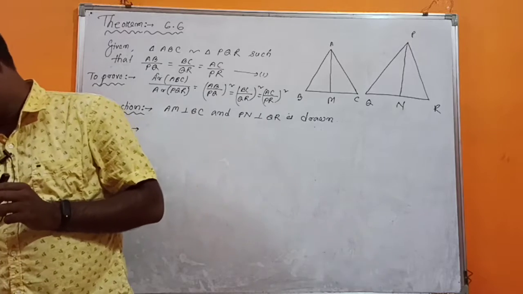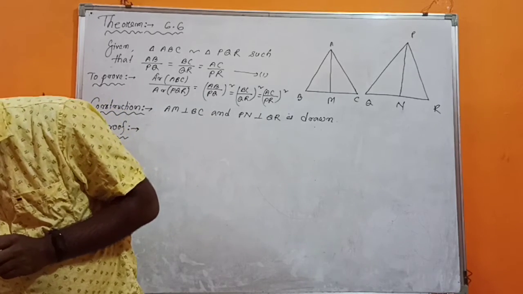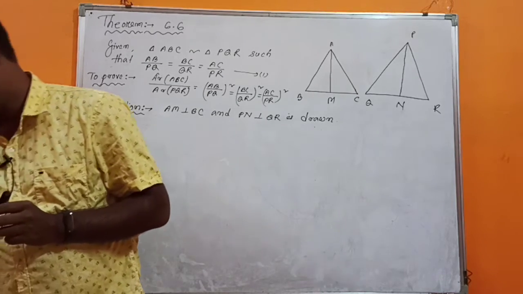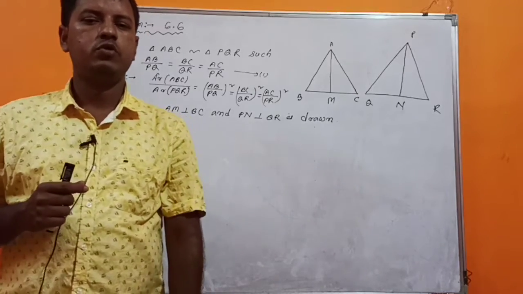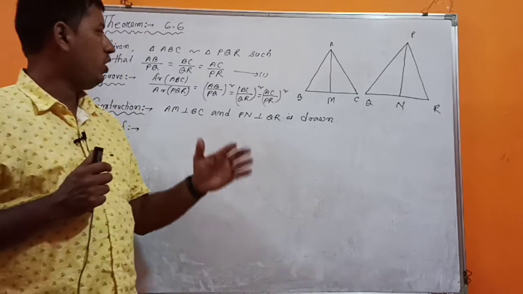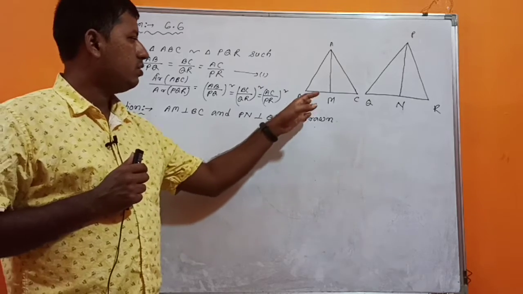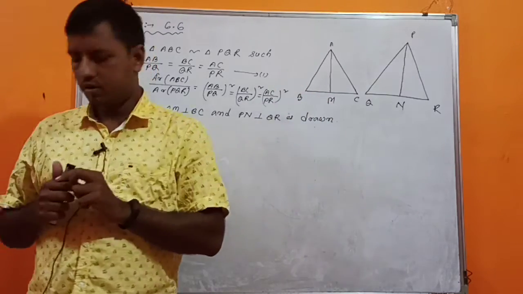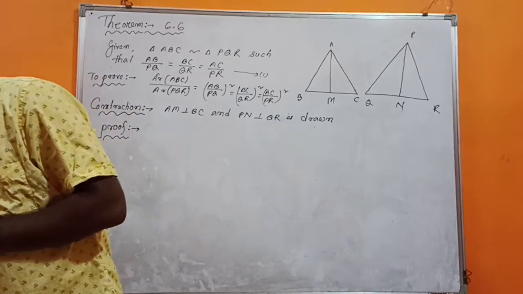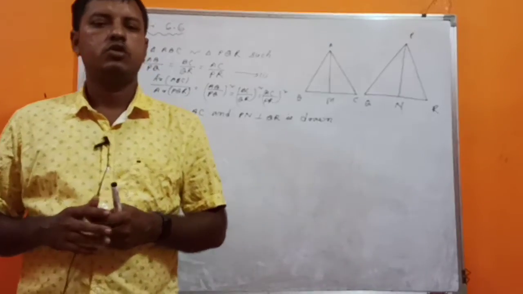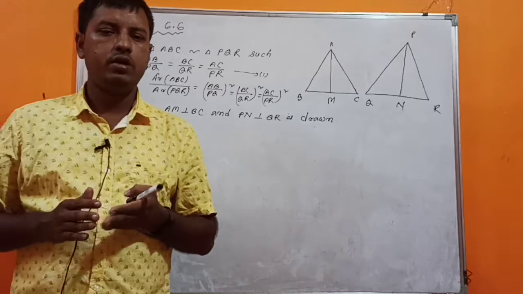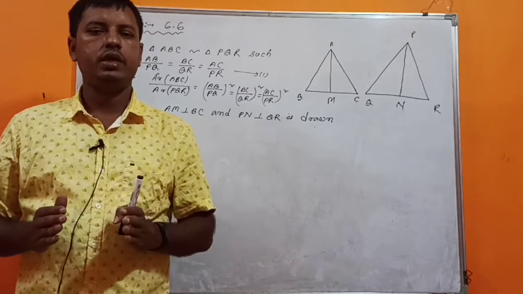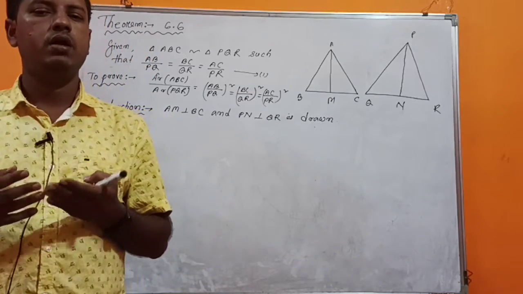In theorem 6.6 we have to prove that the ratio of the areas of two similar triangles is equal to the square of the ratio of their corresponding sides. So which theorem am I going to start? Theorem 6.6, class 10 mathematics, chapter Triangles.